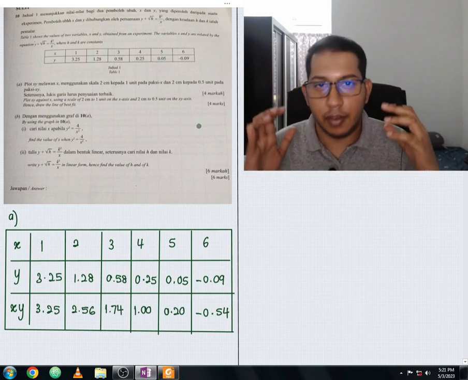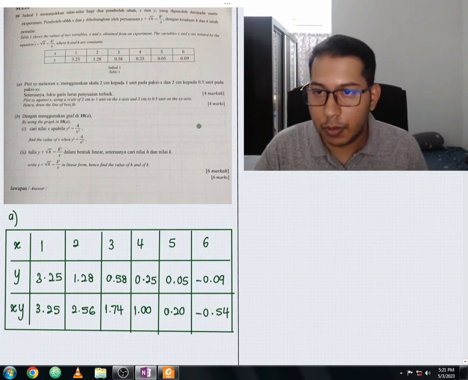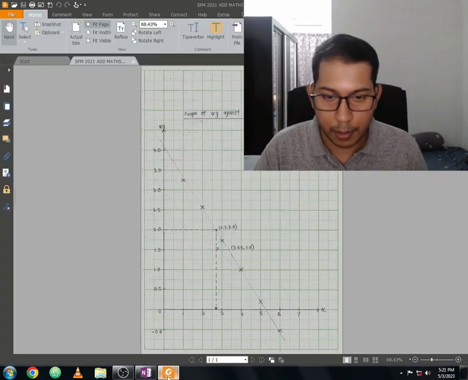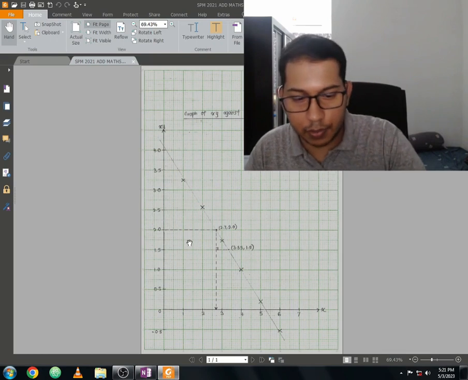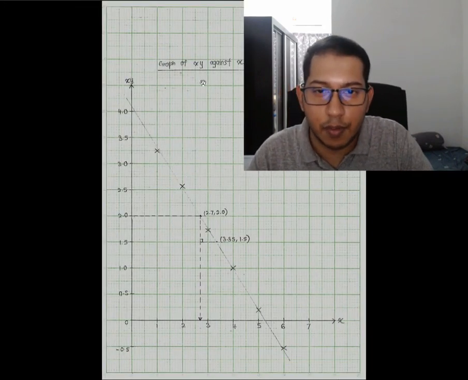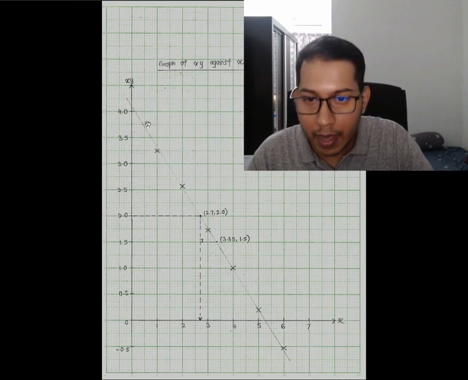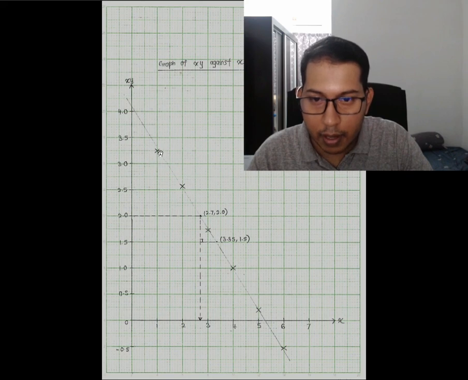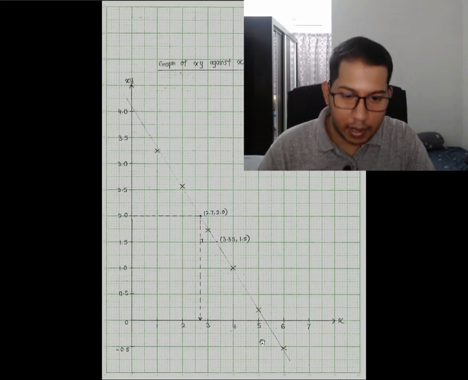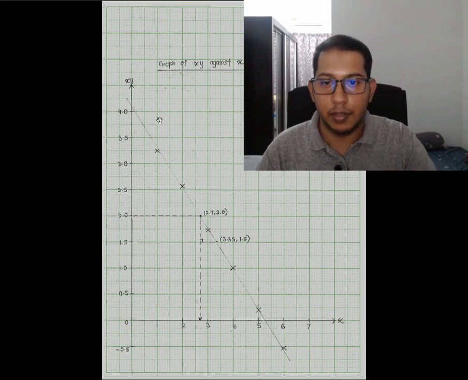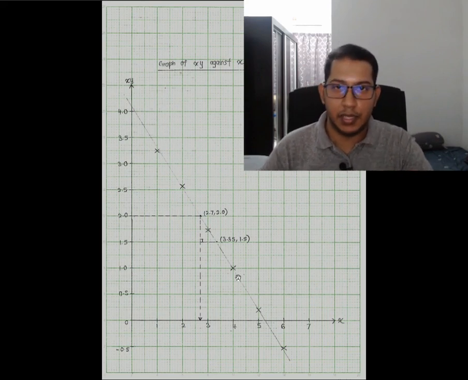By the way, I've already completed the graph for you, so I'm going to show you how the graph looks like. Let me set it to full screen. So this is how the graph looks like. This is the graph of xy against x, where I've already drawn the line of best fit over here. As you can see here, the points are balanced on both sides of the line, so this is considered the line of best fit.